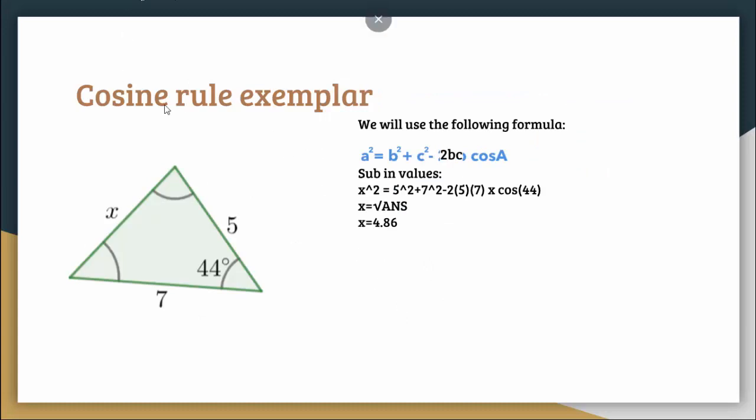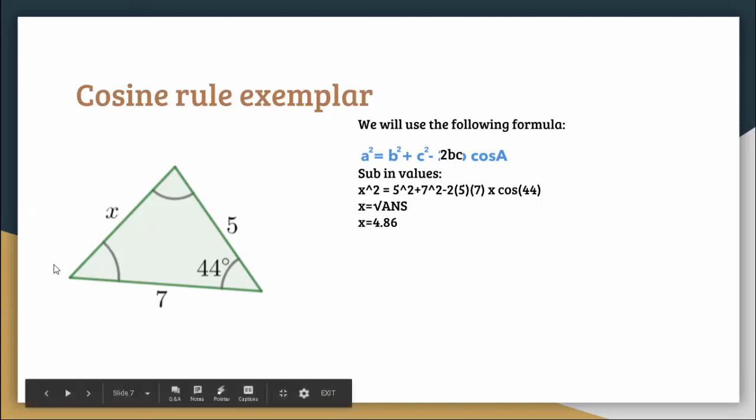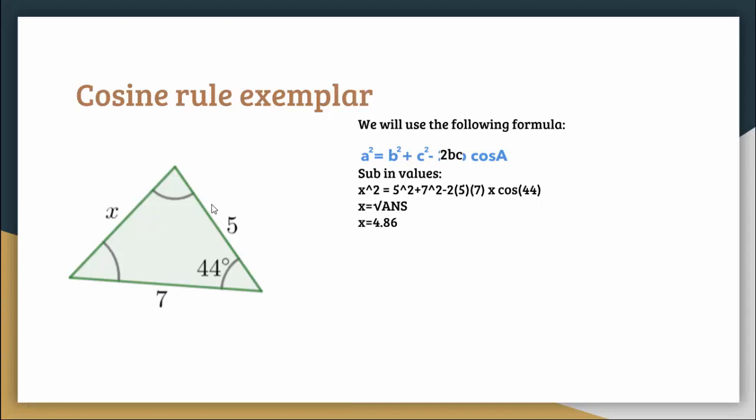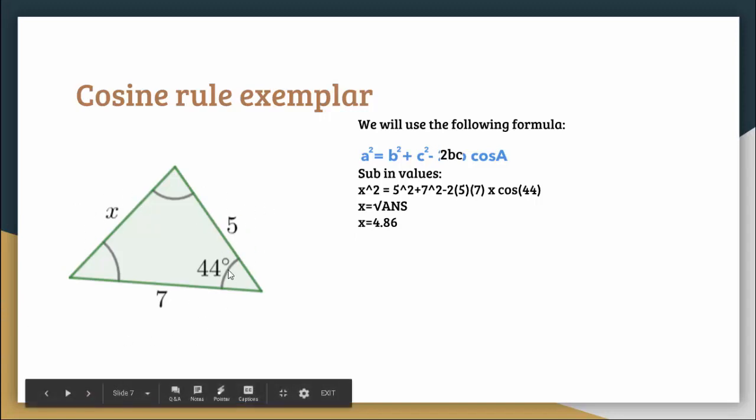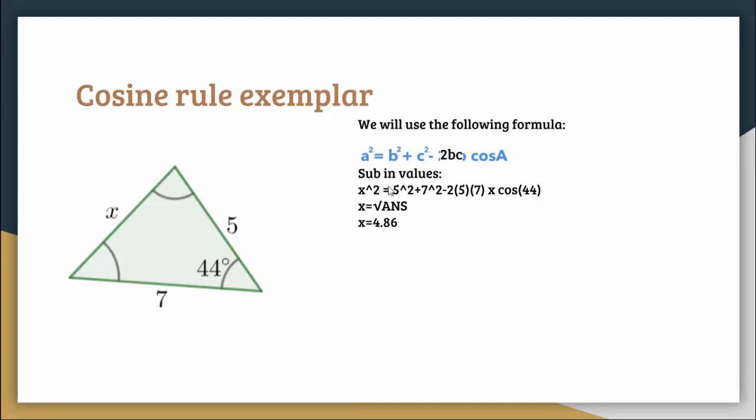Now a cosine example here. We use the following formula: a squared equals b squared plus c squared minus 2bc times cos A. Now we're working out the unknown x value here, given 5, 7, and angle 44. So we use x squared in the formula, and we might as well substitute in all the values we have.